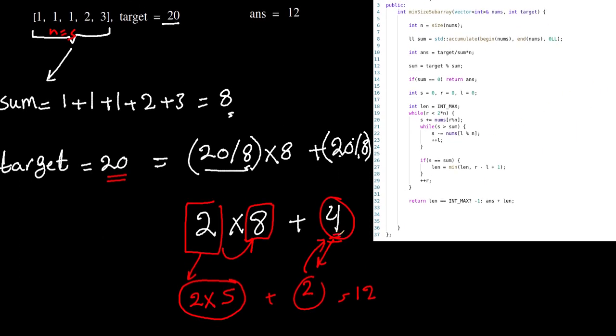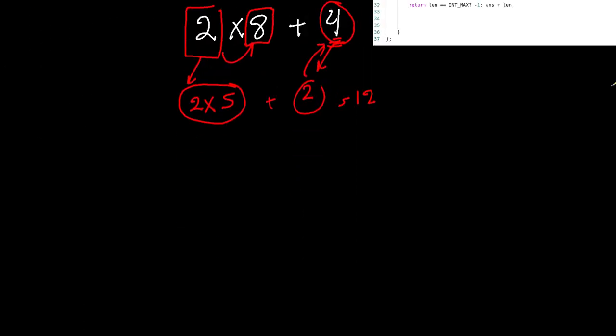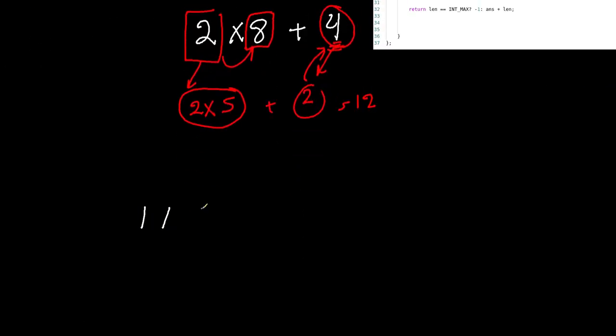Now for 4, to find the smallest subarray with sum equal to 4, the array is 1, 1, 1, 2, 3, and we can repeat it: 1, 1, 1, 2, 3. Now the smallest subarray with sum equal to 4 is this one, 3 and 1. The sum of these is 4.